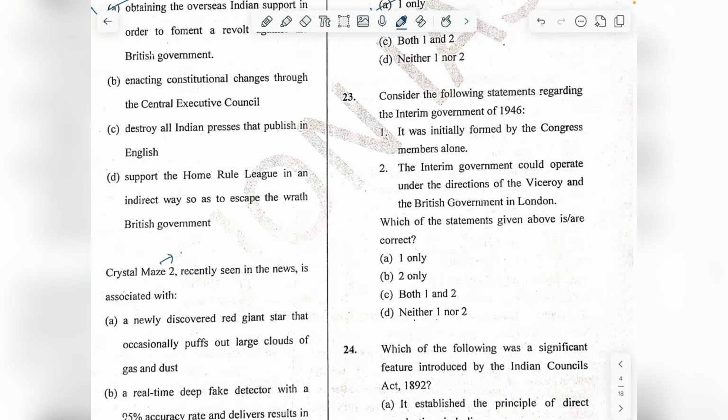23. Consider the following statements regarding the interim government of 1946. Statement 1: It was initially formed by Congress members alone. This is true. Statement 2: The interim government could operate under the direction of the Viceroy and the British government in London. This statement is also true. Both are correct. Option C is the right answer.